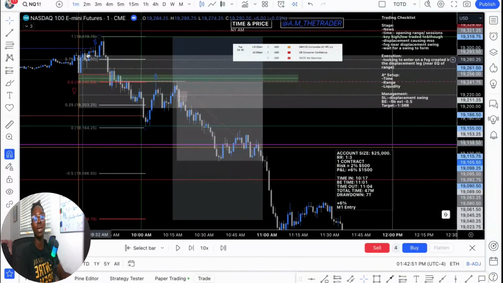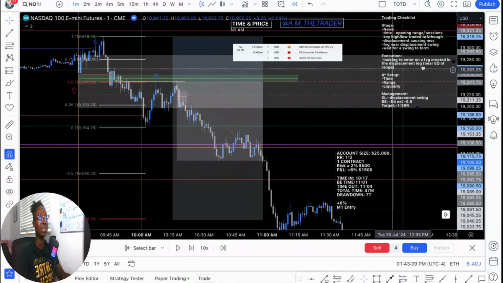As you can see, we had price trade above a key high. We take liquidity above a key high. Displacement lower, causing a market structure shift below the key high. The displacement leg has a fair value gap CB near the swing high. We wait for a swing low to form to anticipate execution.